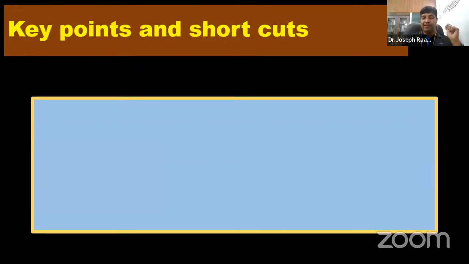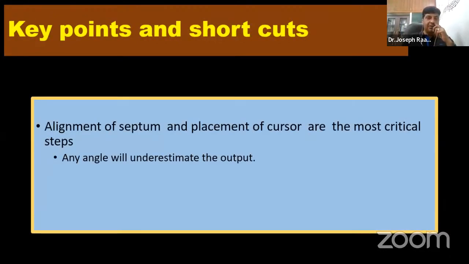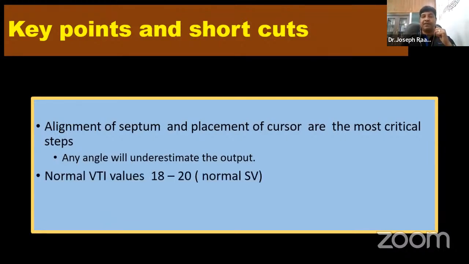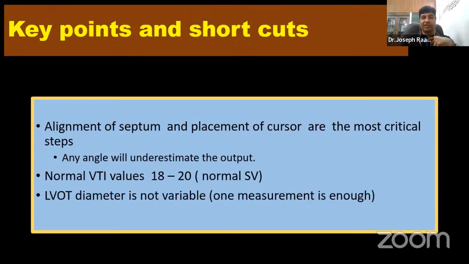But there are certain things you need to remember while performing this test. The alignment of the septum and placement of the cursor are the most critical, because the Doppler signal has to be parallel with the flow. Unless the septum is aligned properly, the value will be either underestimated or overestimated. That's the most important. These are the normal VTI values which I was talking about.